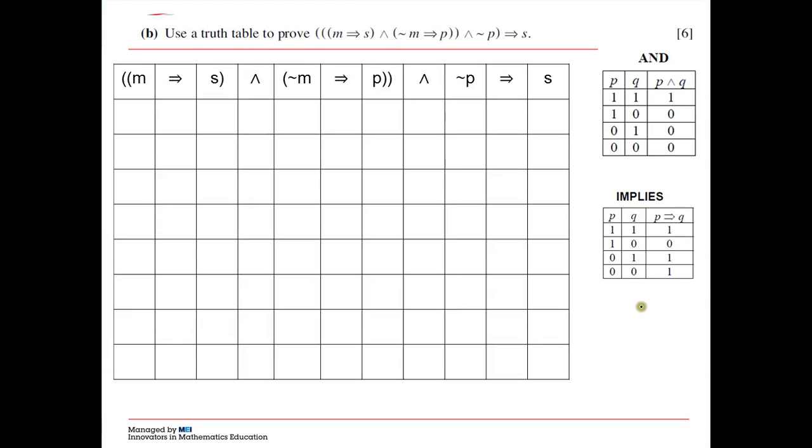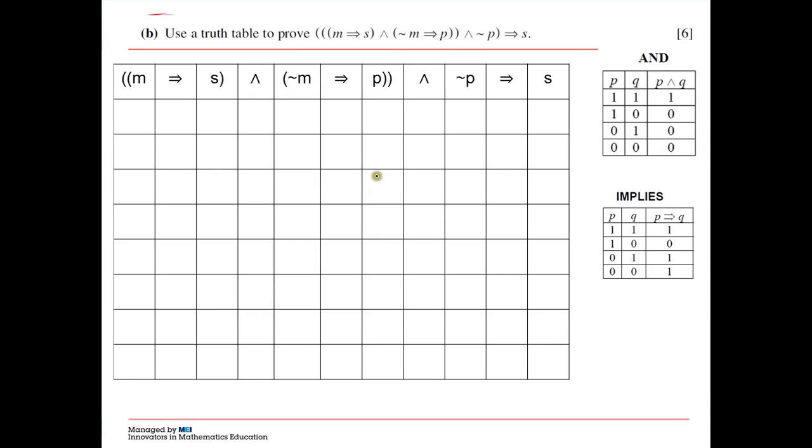Right, the next part involves a truth table. And what I've done here is I have drawn the truth table. Now this is called a nested truth table, where I've literally written out the proposition in the table with the brackets showing so that I can fill it in below. And I think this is probably the easiest way to do this.